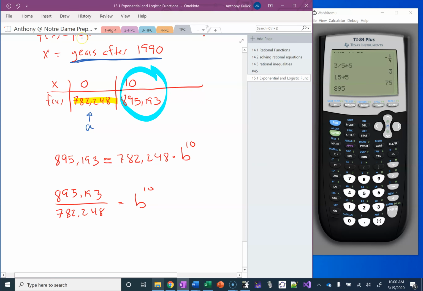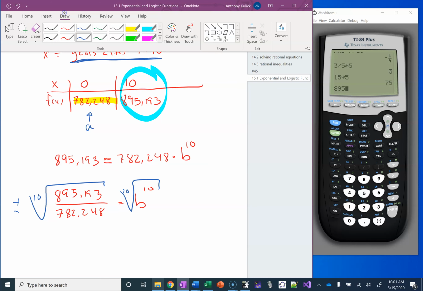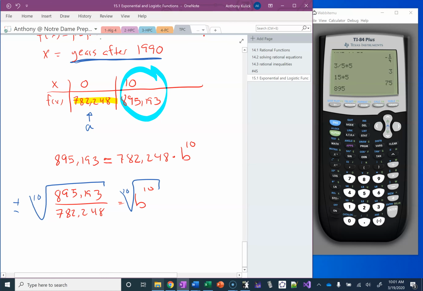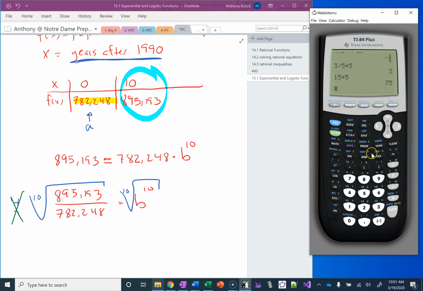Next thing I need to do is get rid of that power of 10. So to get rid of an exponent 10, I'm going to use the 10th root. Now, ordinarily when I take the even root to both sides of an equation, it makes a plus or minus. But since we're solving for the b of an exponential, the base for this exponential, I know that the base for an exponential has to be positive, so I can just disregard the plus or minus. And that's what I'm going to do in my calculator.